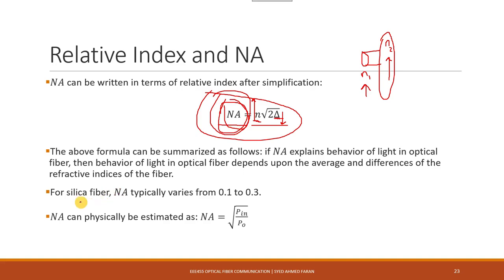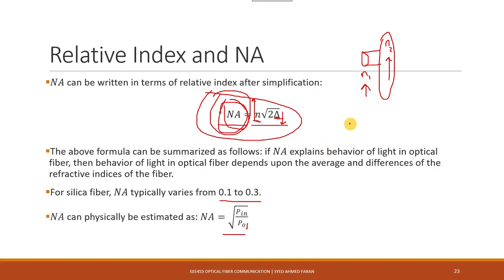As it says over here, for silica fiber, this NA value is typically from 0.1 to 0.3. So this is the usual value in most practical cases. Even though we discussed it in detail, it can also be estimated practically using this calculation, where P in is the power injected inside the fiber optic cable, measured using a light power meter, and P naught is the power observed at the output of the fiber optic cable.